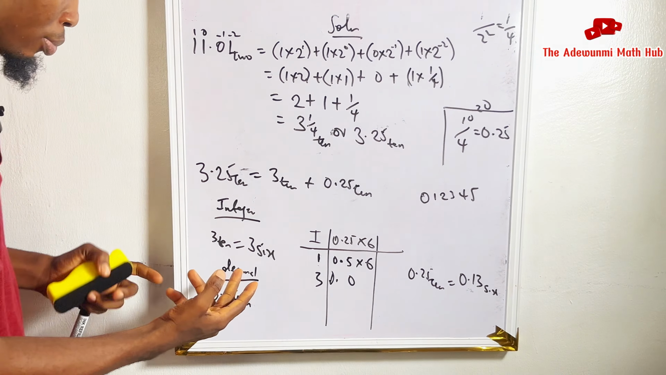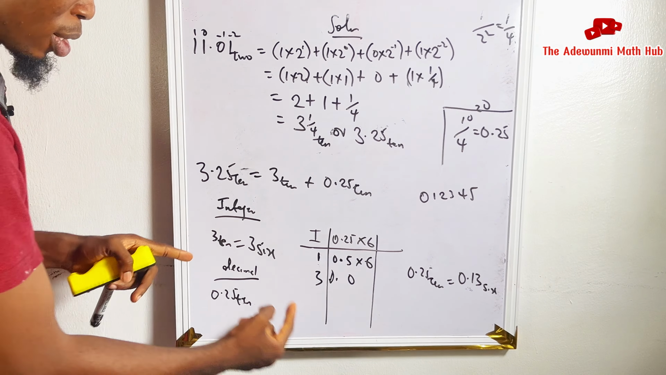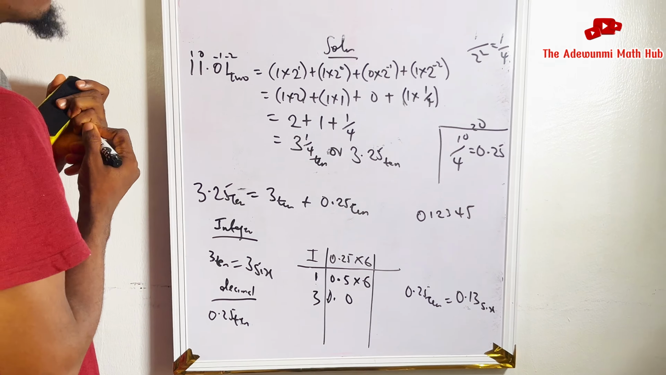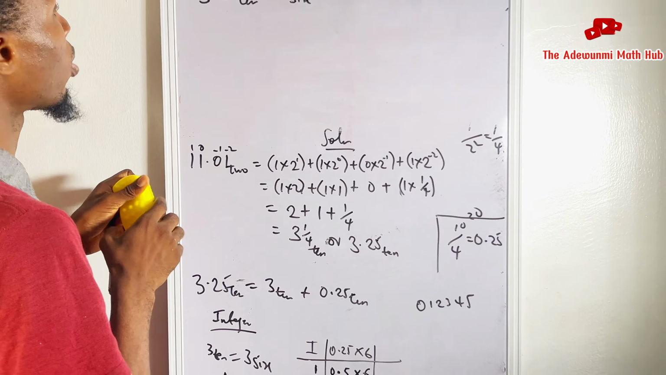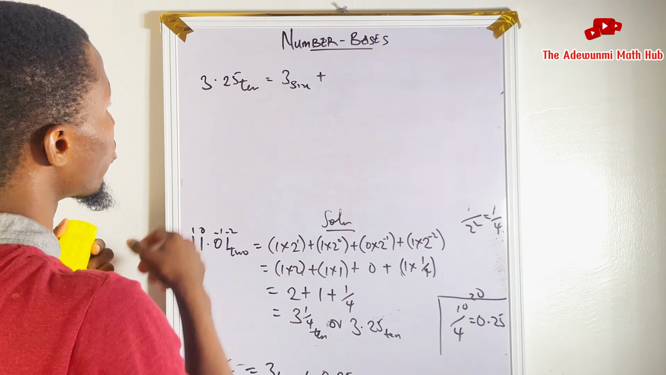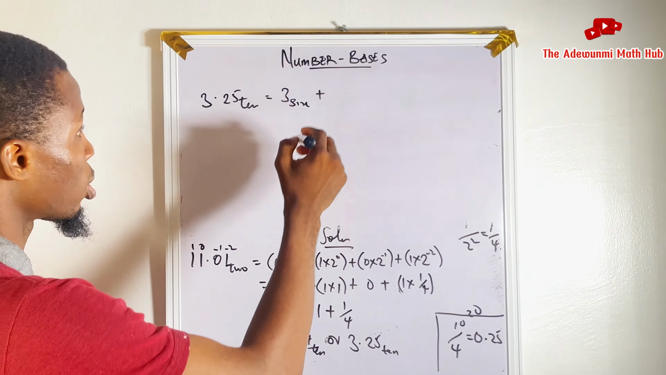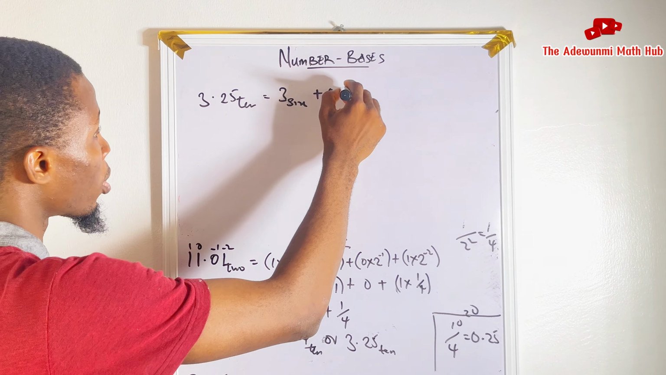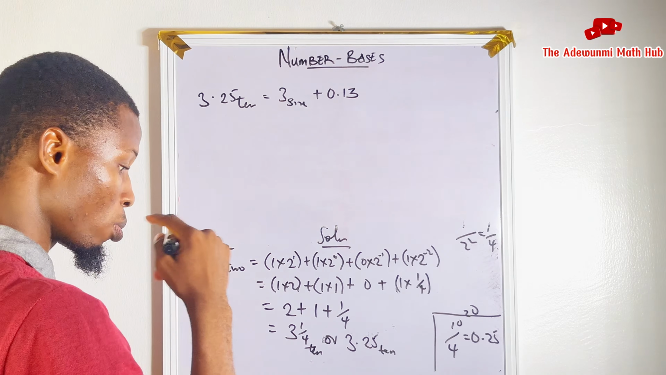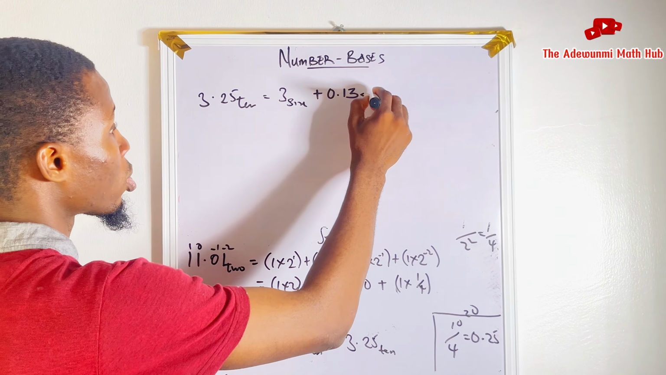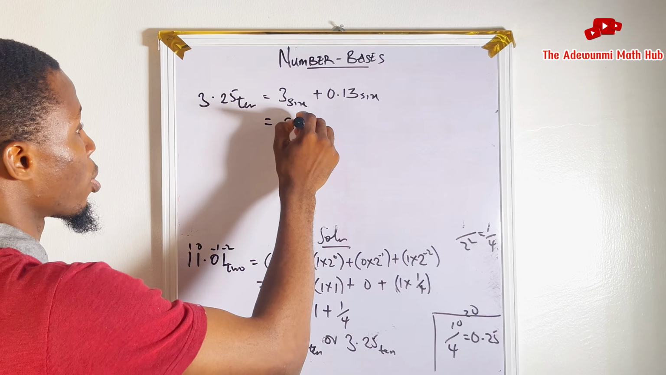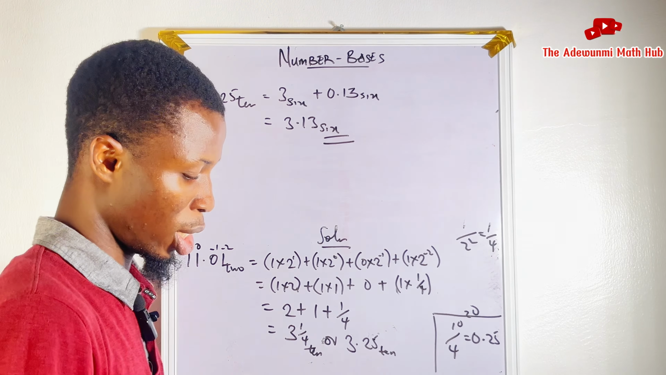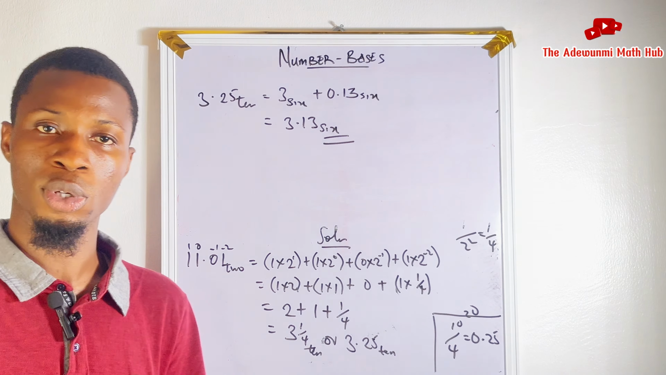So now, we are going to add the integer and the decimal together. So that's going to be 3.25 base 10 is 3 base 6 plus 0.13 base 6. That's going to be 3.13 base 6. So we have come to the end of this episode.